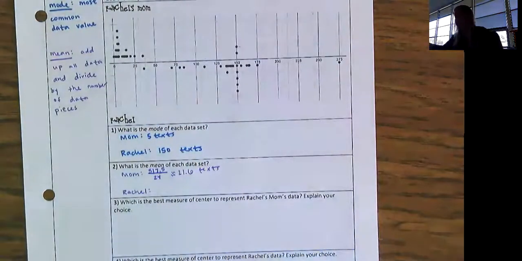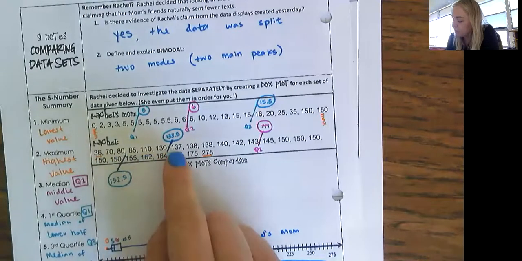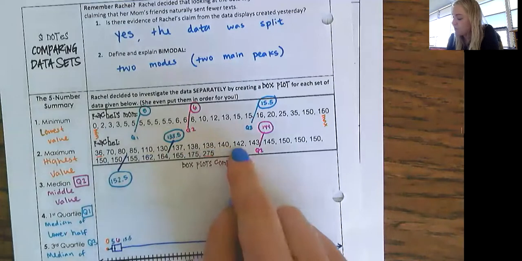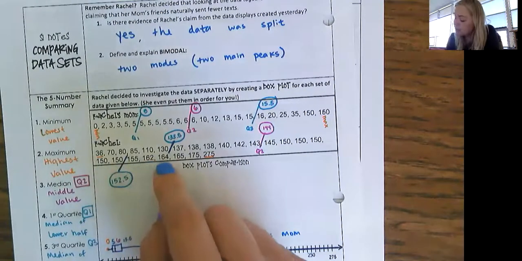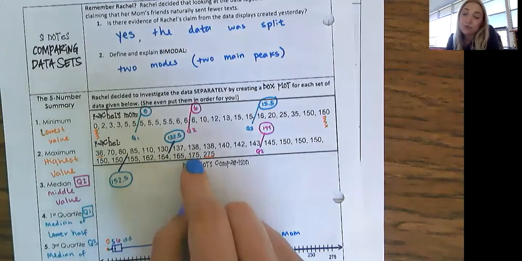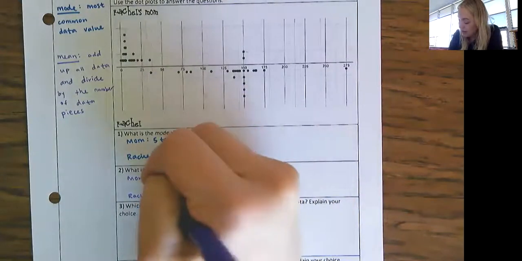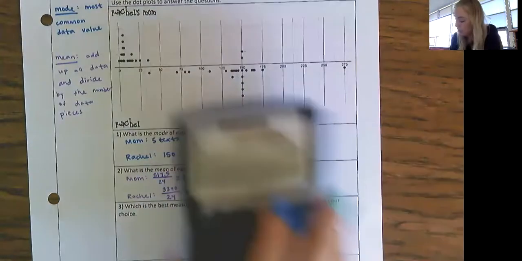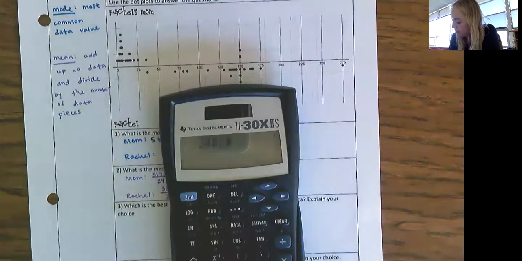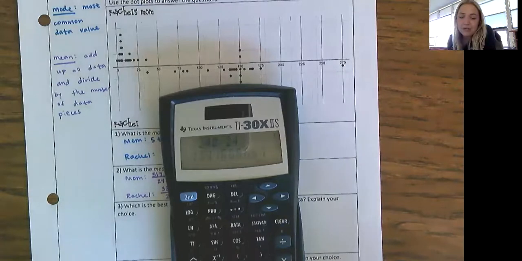Now for Rachel, I would have to add up the numbers 36 plus 70 plus 80 plus 85 plus 110 plus 130 plus 137 plus 138 plus 138 plus 140 plus 142 plus 143 plus 145 plus 150 plus 150 plus 150 plus 150 plus 150 plus 155 plus 162 plus 164 plus 165 plus 175 plus 275. And when I add those numbers up, I get 3,340, and there were 24 of them. Now let's divide that and see what we get. 3,340 divided by 24. And I get 139.16 repeating. And I'm going to round that to 139.2.